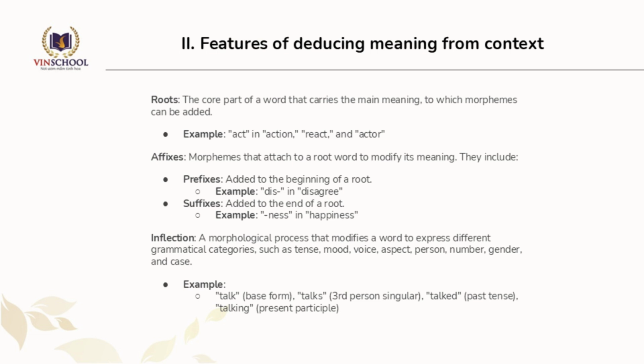Affixes are morphemes that modify the meaning of a root word. They include prefixes, which are added to the beginning of a root, for example, dis in disagree. Suffixes are added to the end of a root, for example, ness in happiness. Inflection refers to a morphological process that changes a word to express different grammatical categories, such as tense or number. For instance, the word talk can take various forms: talks, third person singular, talked, past tense, and talking, present participle.